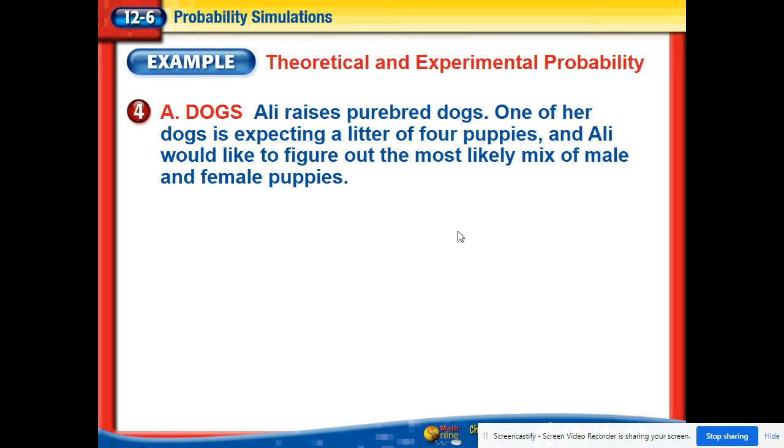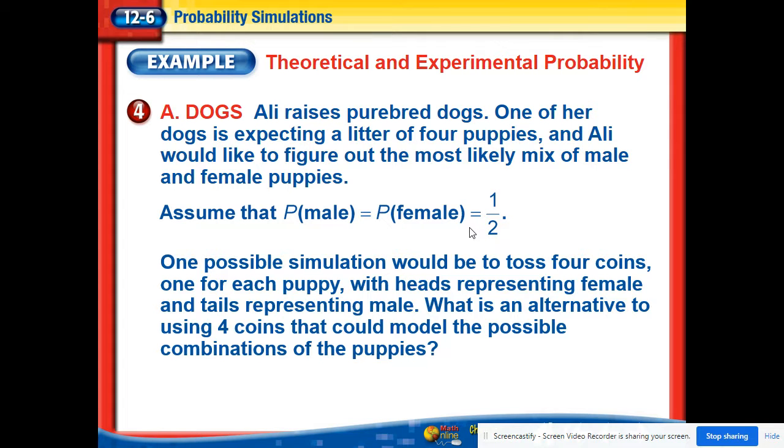Allie raises purebred dogs. Dog expecting a litter of 4 puppies. What's the probability or the most likely mix of male and female? The male and female possibilities are 1/2. So we would have to do something that's a 1 to 2. So we could very easily do coins, or we could do dice 1 to 3 and 4, 5, 6. Any of these kinds of probabilities you could do as long as we keep the probability the same, and we could then simulate it.